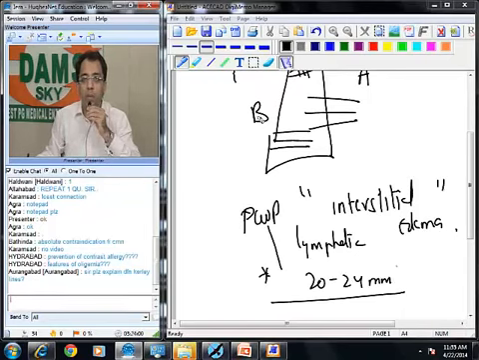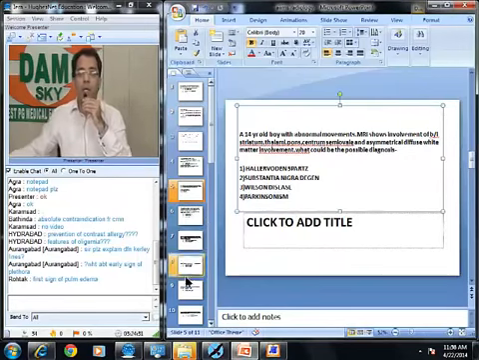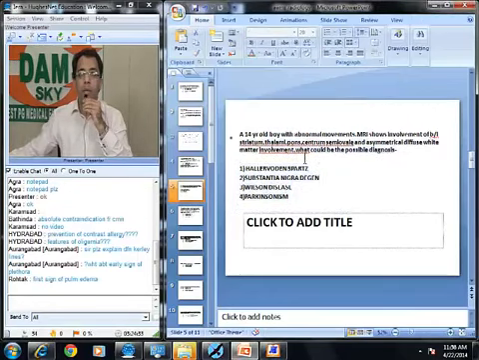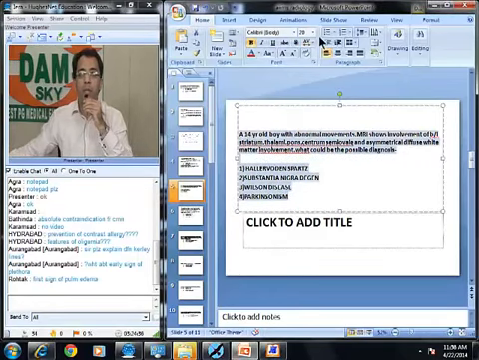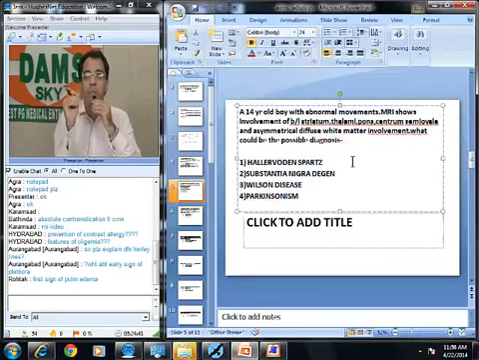Okay. Now let us see the next question. Now look at this question carefully. This is not your level question. If you do not listen carefully, you will not get this. A 14-year-old boy with abnormal movements, MRI shows involvement of the bilateral striatum, thalamus, pons, centrum semi-ovale, asymmetric diffuse white matter involvement. What is the possible diagnosis?